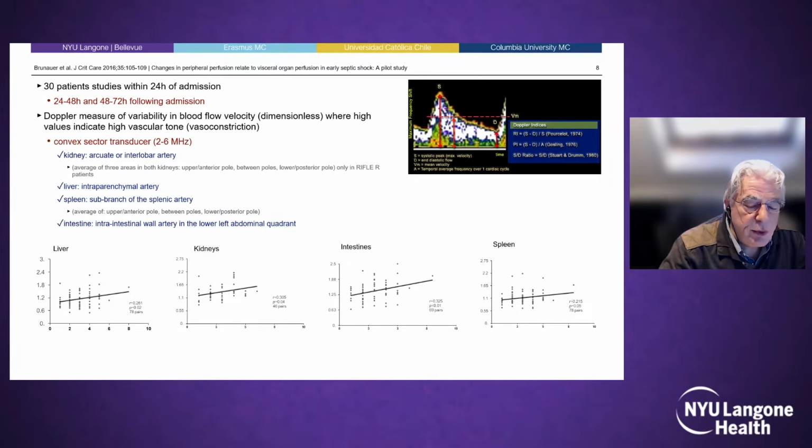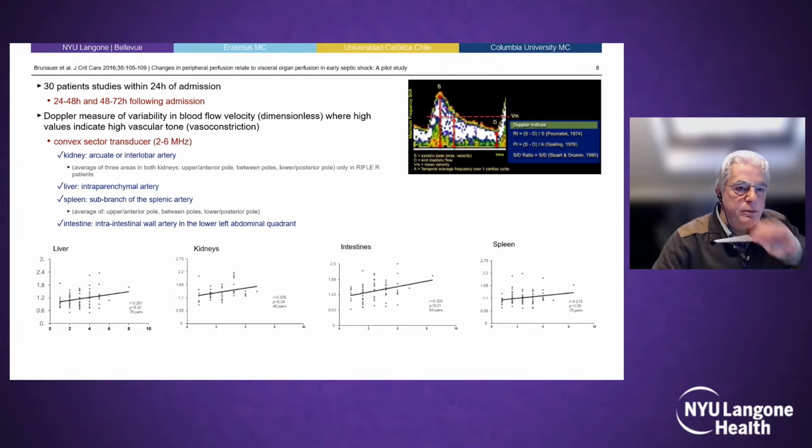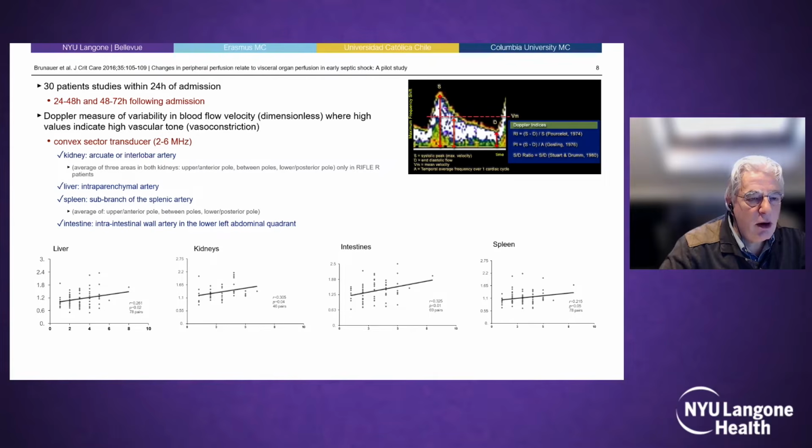We looked at the relationship between capillary refill time on the x-axis and the Doppler measurement of blood flow velocity in the liver, kidney, intestine, and spleen. And so this is a marker of, let's say, perfusion of these organs, although you do not immediately measure the actual perfusion. And so what we found is that both in the liver and in the kidney and in the intestine and in the spleen, a longer capillary refill time was associated with a higher resistance index, which relates to a lower perfusion. So lower or more abnormal skin perfusion coincided with lower liver, kidney, intestine, and spleen perfusion.